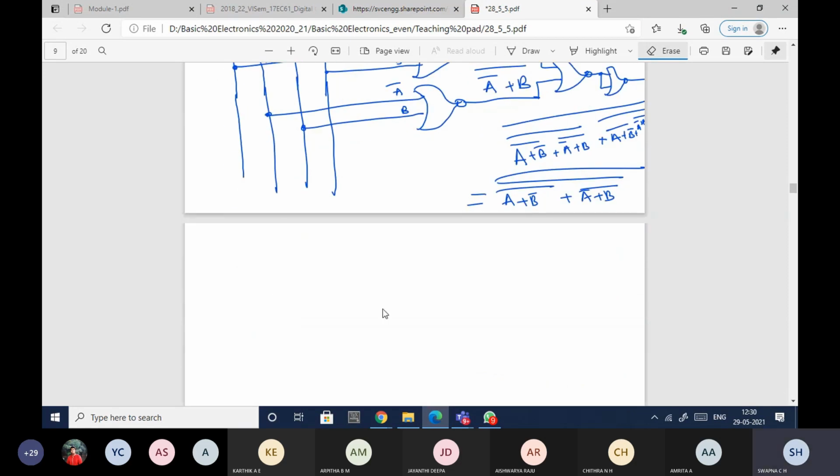Yes, ma'am. Now you try to implement XNOR gate using NOR.